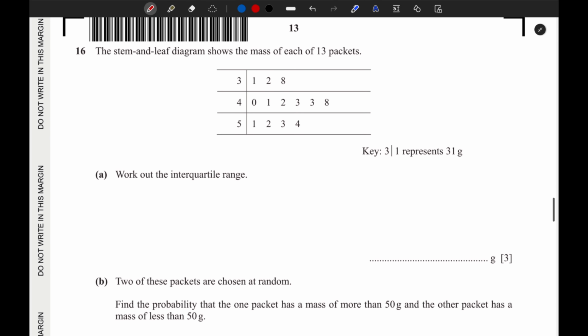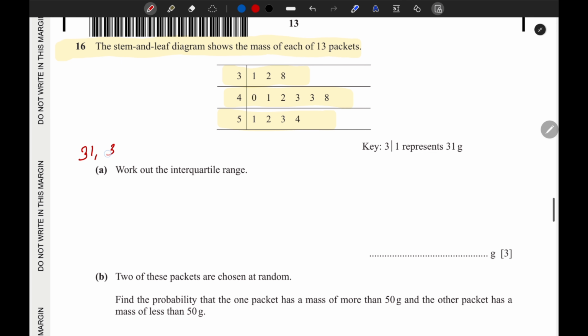Now question number 16. The stem and leaf diagram shows the mass of 13 packets. So they have given you 13 packets. Work out the interquartile range. So for the interquartile range, you have to write them in ascending order. So I'm writing it like this. See now carefully. This is 31, 31, 32, 38, 40, 41, 42, 43, 43, 48, 51, 52, 53, 54.